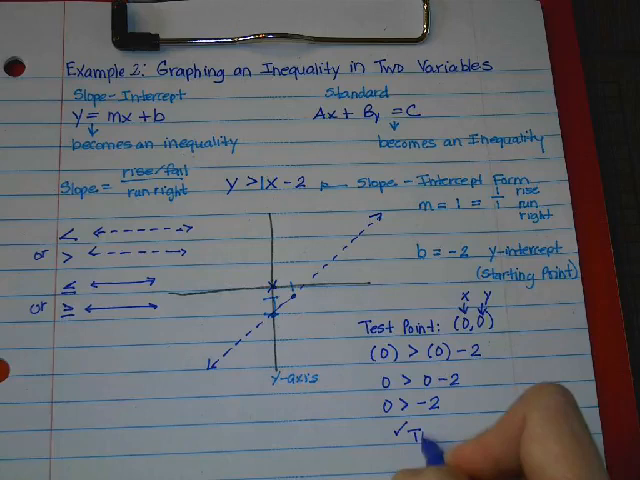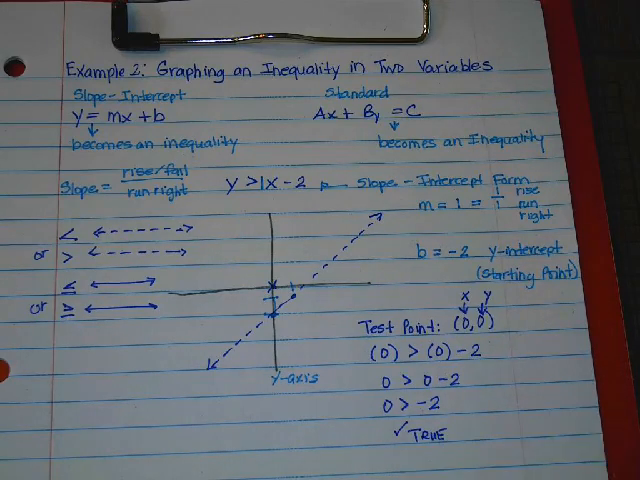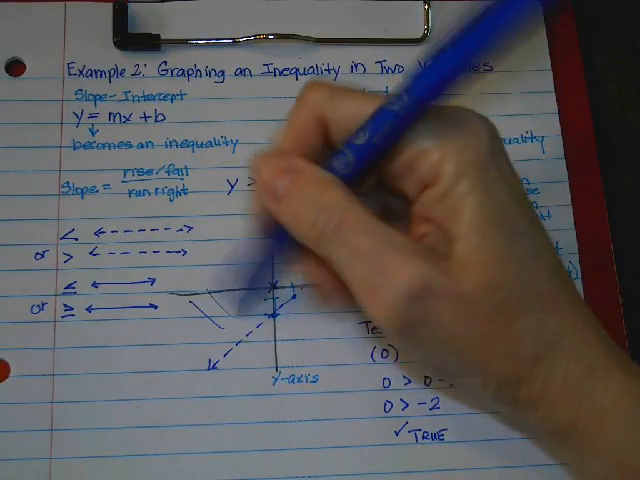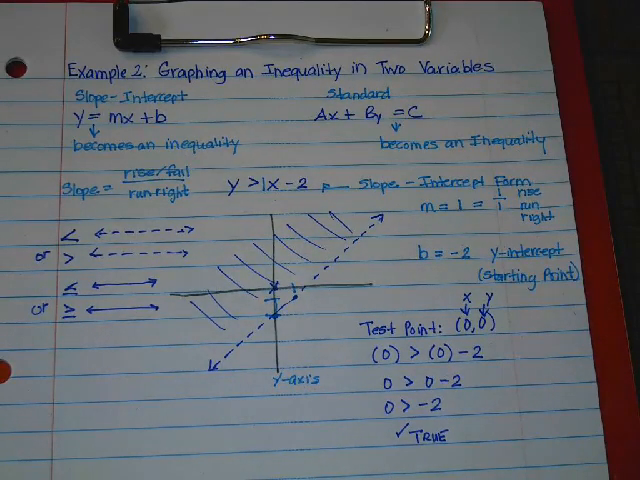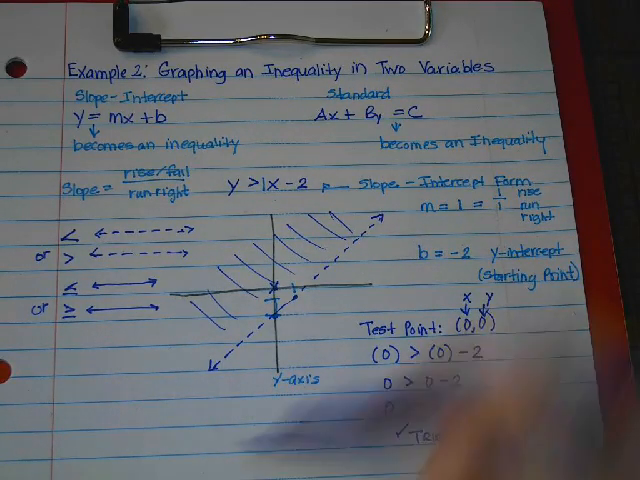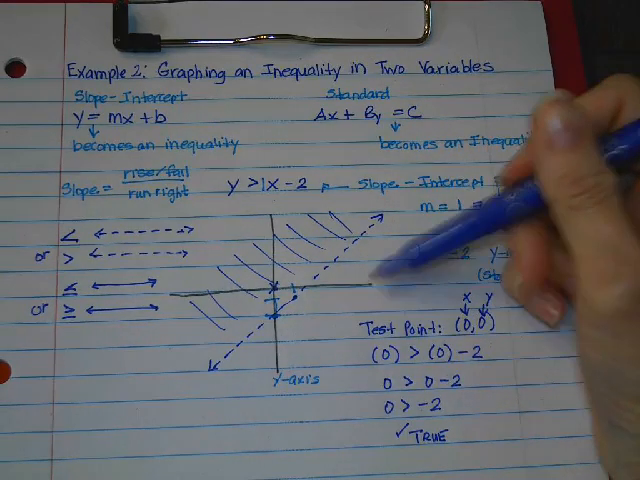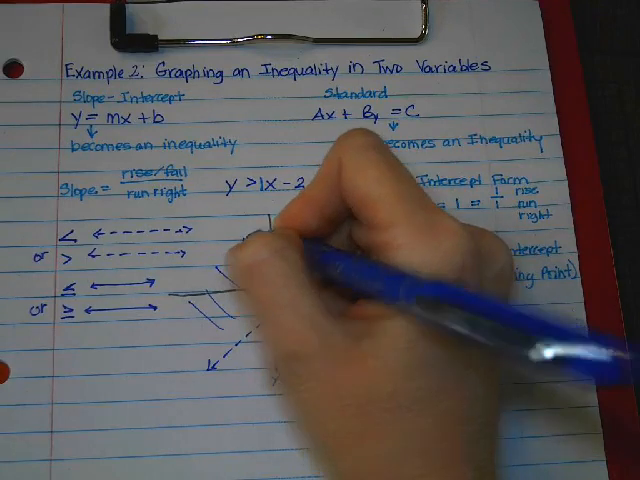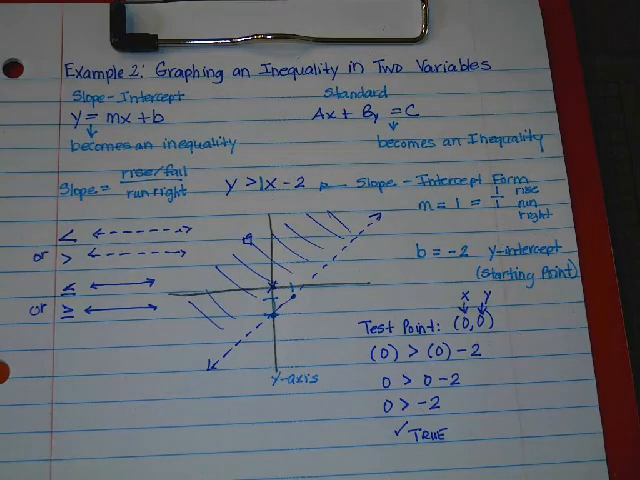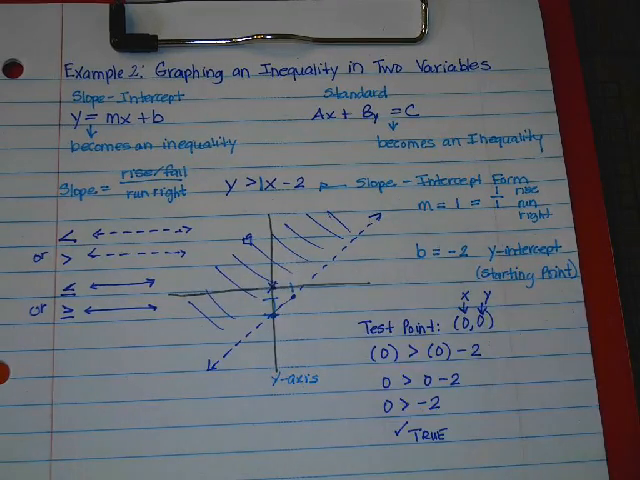So this is true. If it is true, you will shade on the side where your test point is. But if it is false, you would shade on the side opposite of your test point. Now in your program, you're going to have these little paint buckets that you're going to drop in. So you drop a paint bucket in on the side saying every value over here would be true.